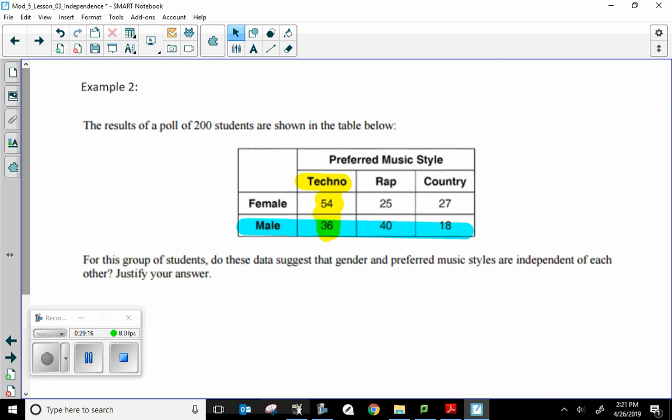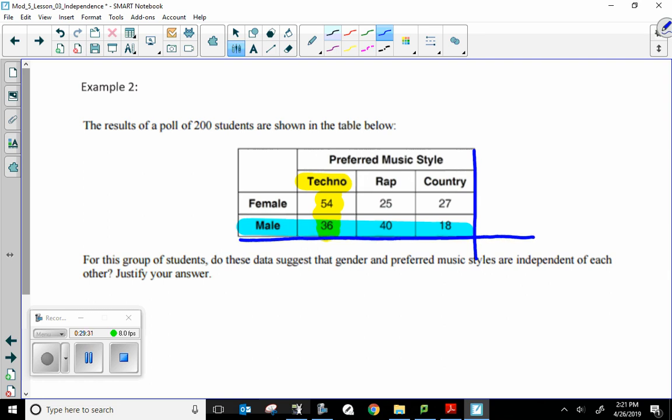Anyways, are those independent of each other? All right, well, let's figure it out. Now, they said there was a total of 200 people. So if I add all these down, I'm going to add my techno column, and that should give me 90. My rap column should give me 65. And my country column should give me 45. And if I add those three together, it definitely gives me 200.